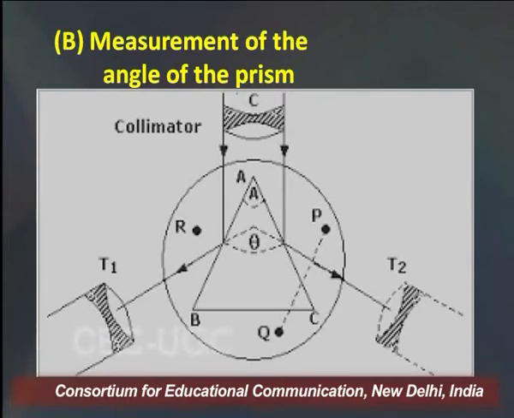The aim of this figure is just to show the position of the prism on the prism table, like the position of A should be in front of the collimator. Here AB is the face for telescope T1, and AC is the face for telescope T2, meaning when we change the position.